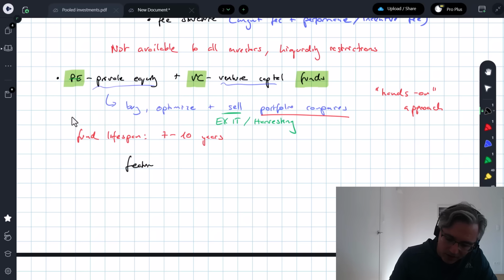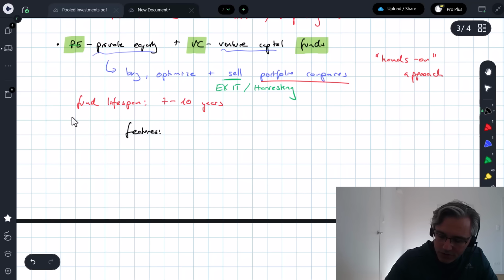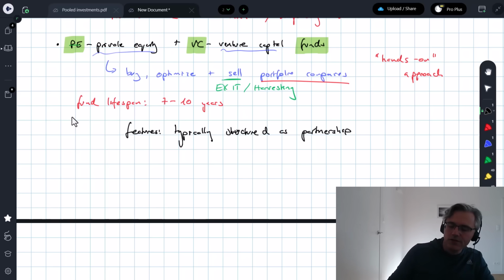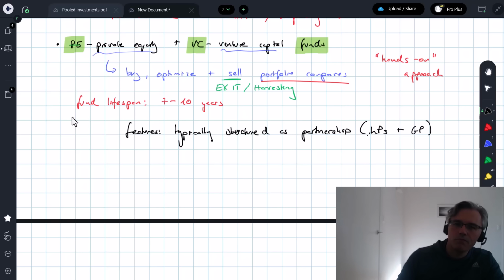Some important features worth mentioning: the funds are typically structured as partnerships. This is often to do with taxation issues and legal issues. There are two types of partners: LPs, who are the investors who provide the money. LP stands for limited partners, and the GP is the general partner who manages the fund. That's typically the role taken by the management company. What else?